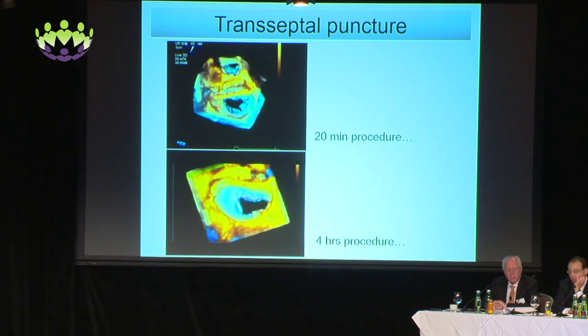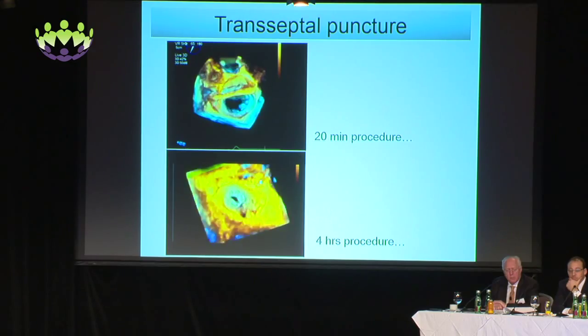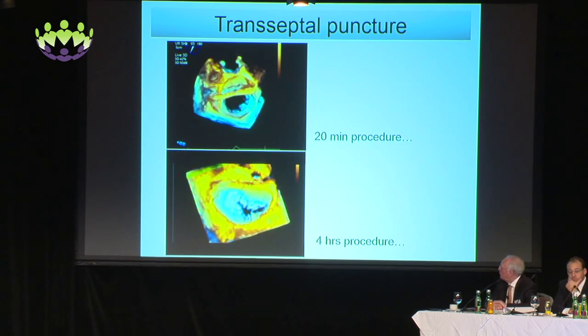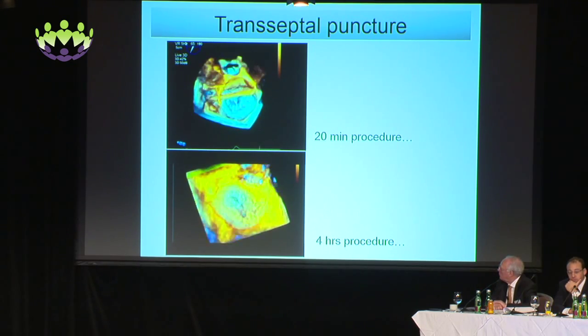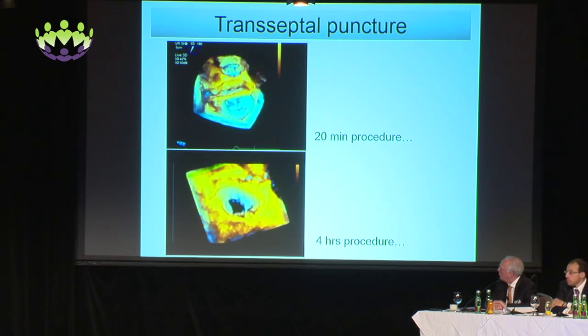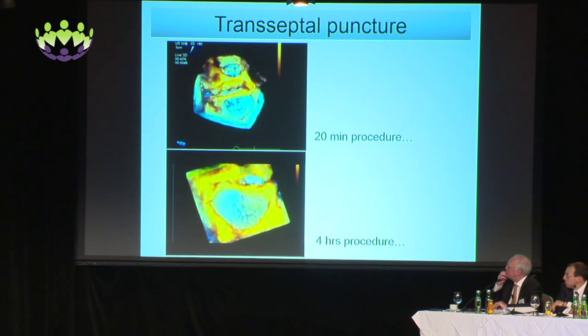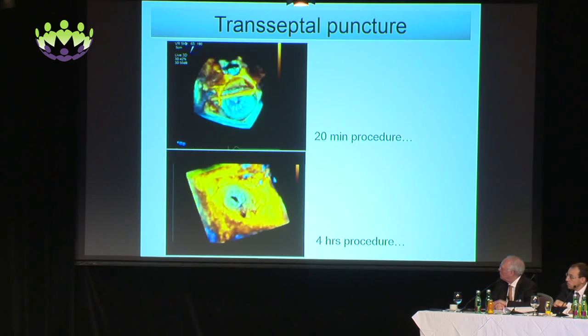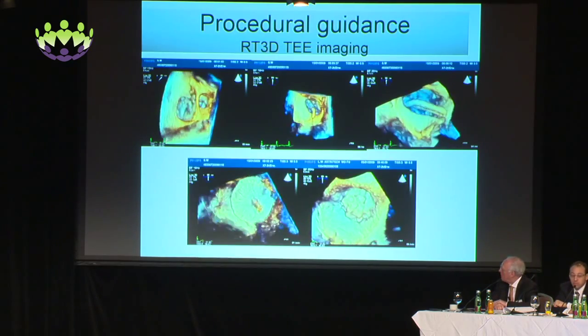So this is a procedure where you can place your device in 20 minutes. But if you look here, it's hardly possible to see even the course of the delivery sheath, which is very far anterior here. Transseptal puncture was very far anterior, and it took us 4 hours to implant a Coherix device in this case. So it really depends in some cases on where your puncture site is located.